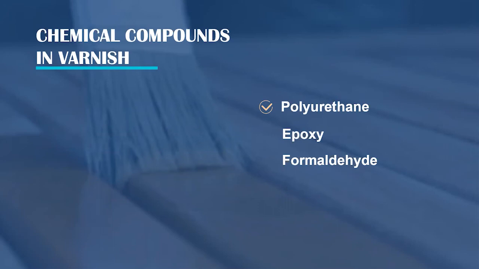In varnish, there are some chemical compounds that could bring advantages and also disadvantages to us, such as polyurethane, epoxy, and also formaldehyde. Okay, next slide.